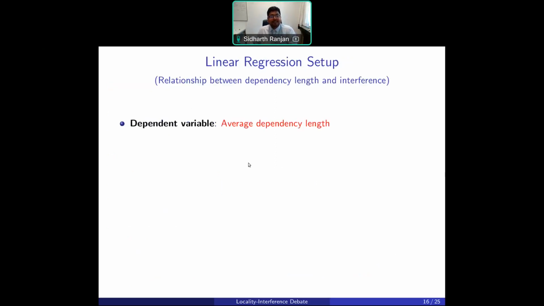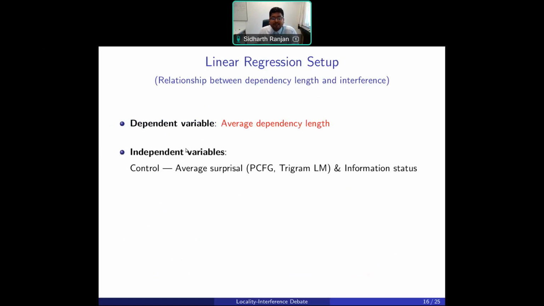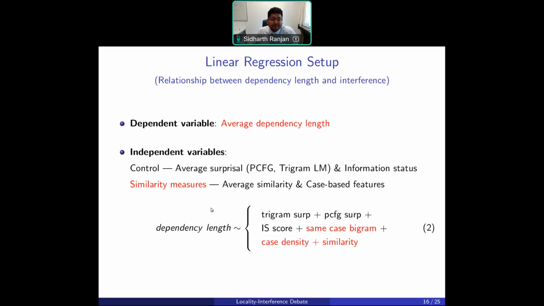So now we study the relationship between dependency length and interference measures. Our dependent variable is every dependency length, and the independent variables are a bunch of predictors that we computed: predictability-based measures, discourse measures, and then our metric of interest, similarity measures and case-based features. So we simply predict dependency length using all these predictors.